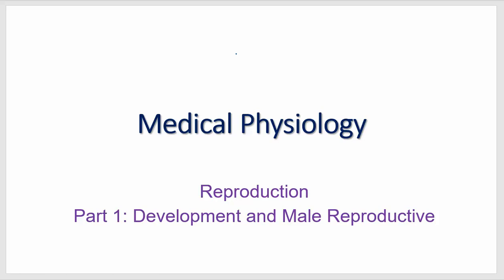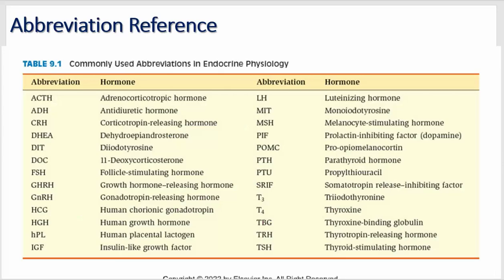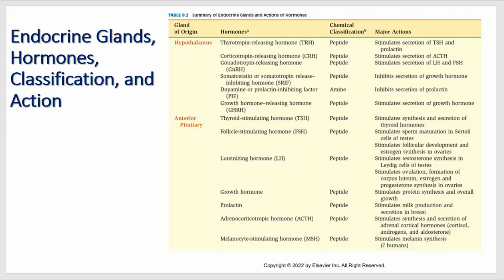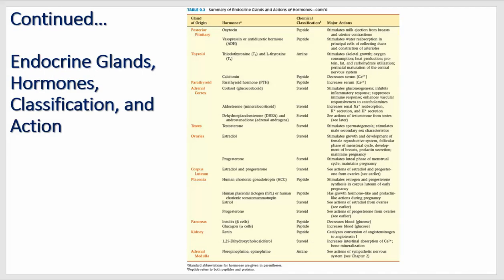Hi, okay, so today we're going to start talking about reproduction and we're going to have two parts. This is going to be development and male reproductive, and then the next section will be female reproduction. So I still have the abbreviation references and the endocrine glands, all of those for reference.